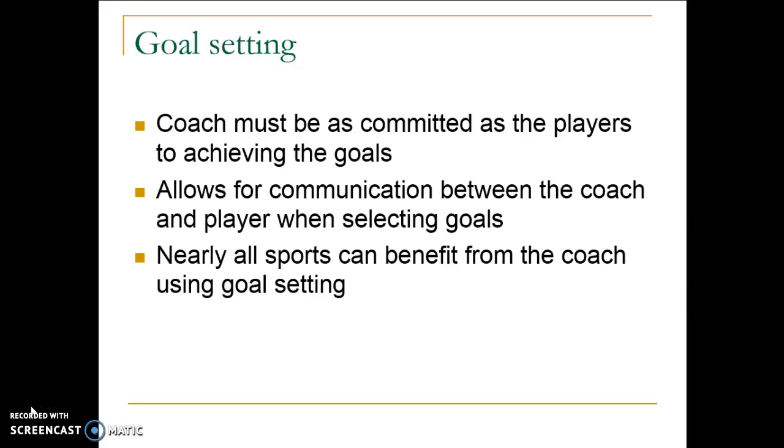Coaches must be committed as well as the players to achieving this goal. The players can only do so much in trying to achieve. The coaches also have to be committed to ensuring that they see the players through their development to reaching the goal. And also, when setting the goal, it's important for communication between the coach and the players. So this is to ensure that both believe the goal fits the SMART principles as mentioned before, and is something that is challenging enough for the player to achieve, but not be dragged down by it.